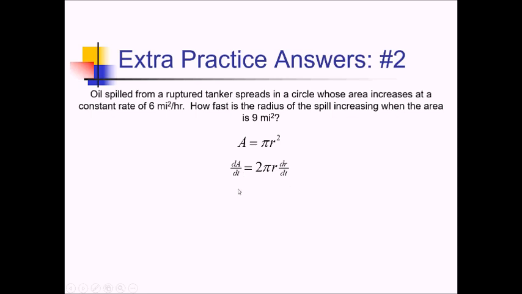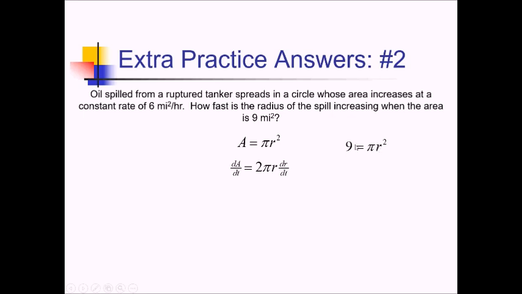So doing a quick check for information, rate of change of the area, they actually gave us that. They said the area was increasing at a rate of 6 square miles per hour. So we have something for dA over dt. R they did not give us, though. So we're actually going to have to go back to the original equation to get that, because they did give us the area. So if you know the area of a circle, you can work backwards to figure out the radius. We can just take this original equation and write 9 equals pi r squared.